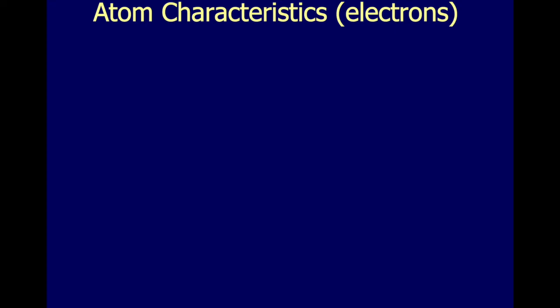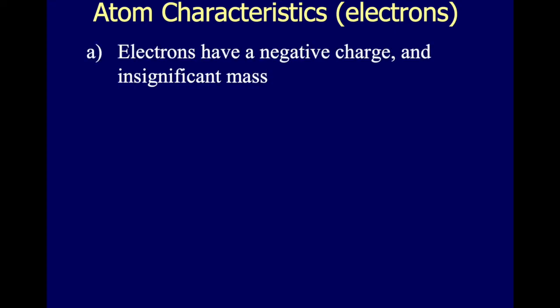Electrons are the basis for chemistry. Electrons have a negative charge. They do have a mass, which is actually kind of surprising. We hadn't originally expected them to have a mass, but they do. And that mass is well known, but that mass is very tiny compared to the remainder of the atom.